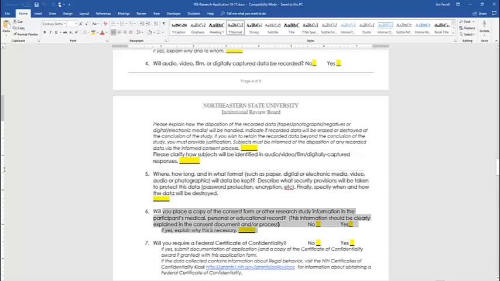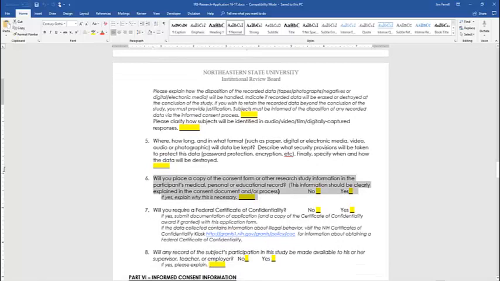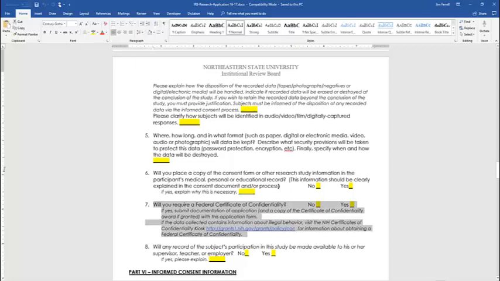Question 6, will you place a copy of the consent form or other research study information in the participant's medical, personal, or educational record? To be quite frank with you, I've never seen this answered yes yet. None of the studies we've done require that. Will you require a federal certificate of confidentiality? Again, I've not come across this yet. This may come up in federal grants, though, so don't be surprised.